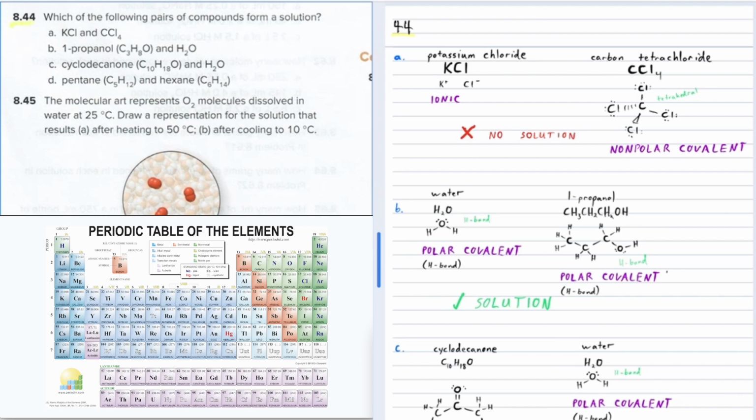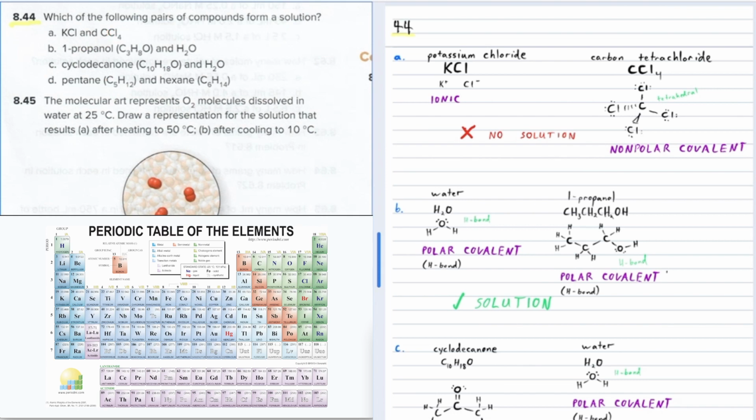Number 44. Which of the following pairs of compounds form a solution? We've got 4 pairs. Now you should remember the like dissolves like rule, so let's examine each of these pairs and see if they're like each other, and if so, they'll form a solution.